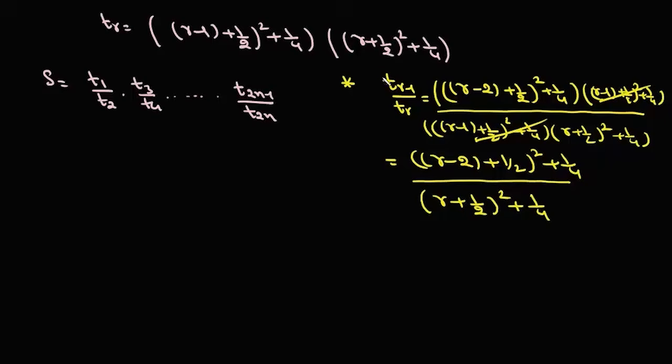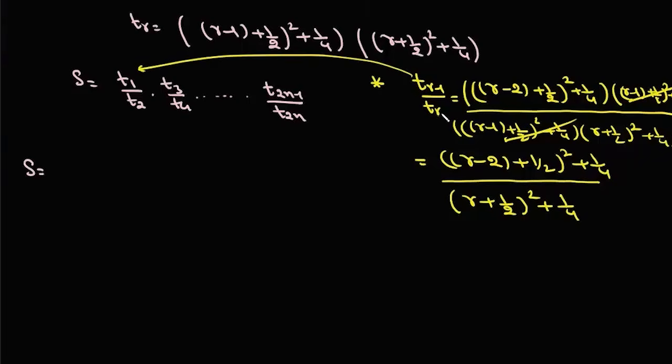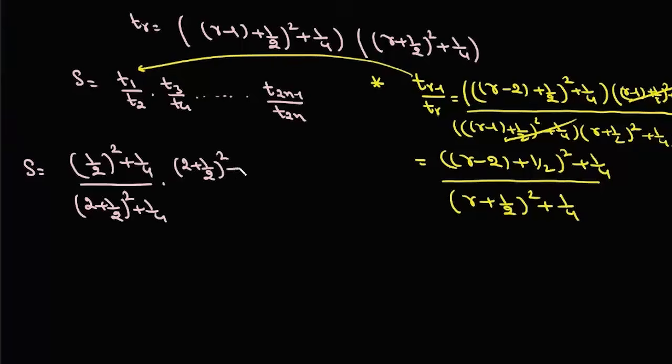Now we'll start putting the values of r. So we can write this t1 upon t2. For t1 upon t2, we'll put r as 2, and if we put r as 2, it'll be 1 by 2 square plus 1 by 4 upon 2 plus 1 by 2 whole square plus 1 by 4, into, now for t3 upon t4, we'll put r as 4, and if we put r as 4, we'll get 2 plus 1 by 2 whole square plus 1 by 4 upon 4 plus 1 by 2 whole square plus 1 by 4.